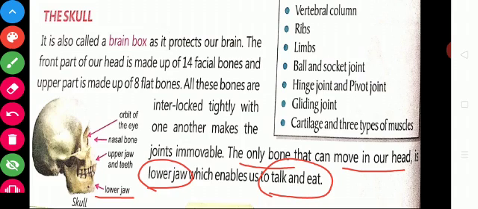See here, this one represents the orbit of the eye, and here is the nasal bone. The nasal bone is one of the 14 facial bones. Then this one, the upper jaw. And this one, teeth. And this part is the lower jaw.